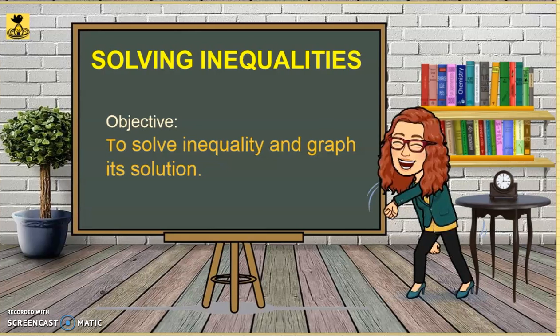So today, I'm so excited because we will have a new lesson, and this is about solving inequalities. The objective is to solve inequality and graph its solution. If you still remember, in our previous video, we talked about solving linear equations.